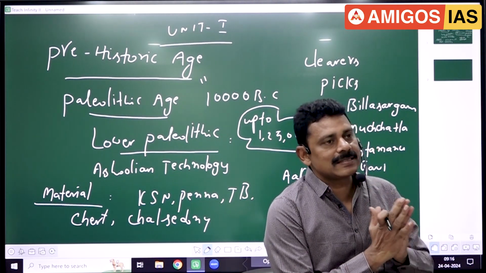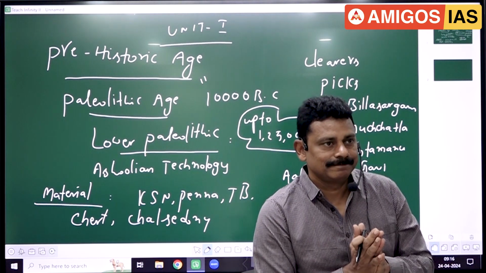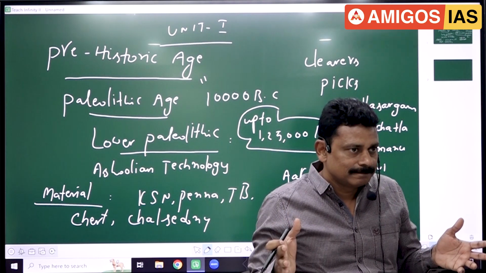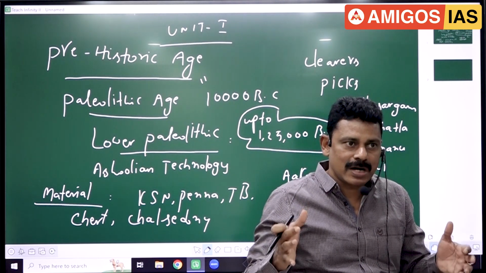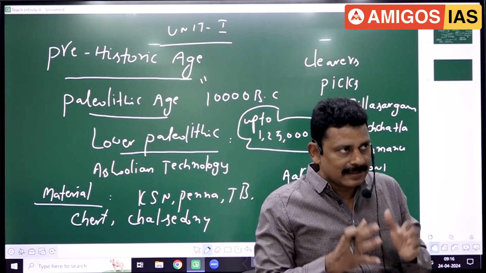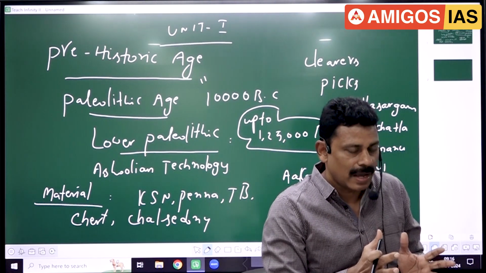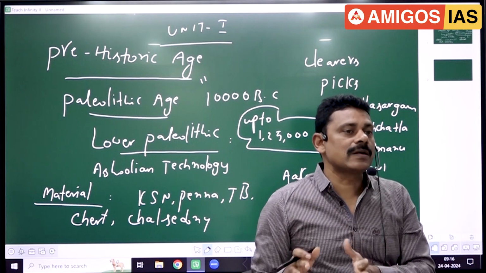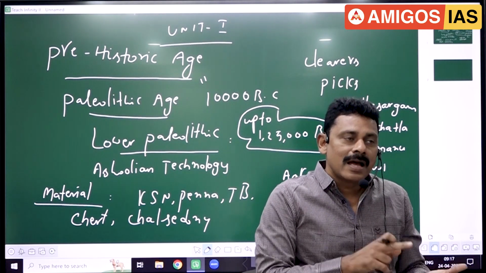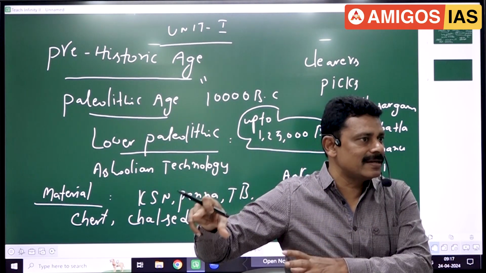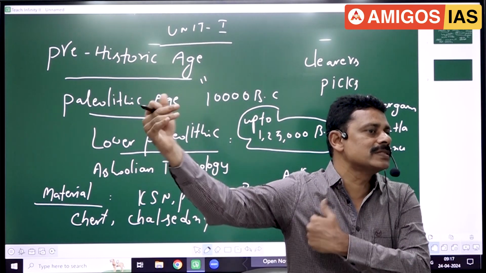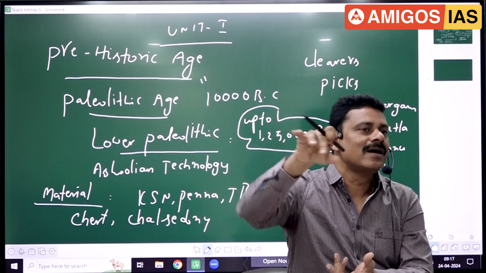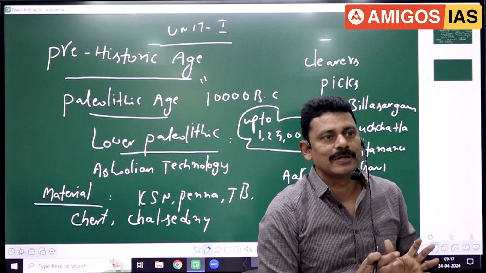When the ice started melting, slowly the earth started appearing. Now the plantation started growing. When the plantation grew, the animal population also started growing. That was the reason why this individual came into contact with various types of animals and started domesticating them. So domestication of animals can be seen in the Holocene era, not in the Pleistocene era.